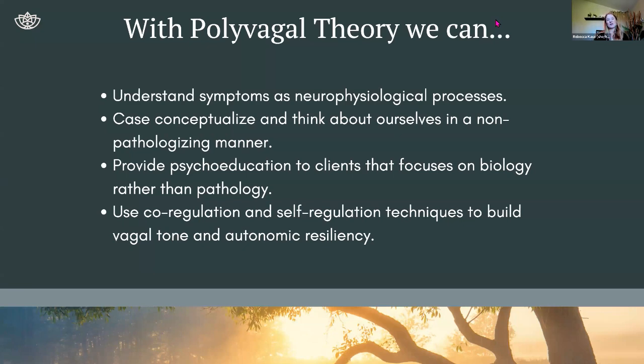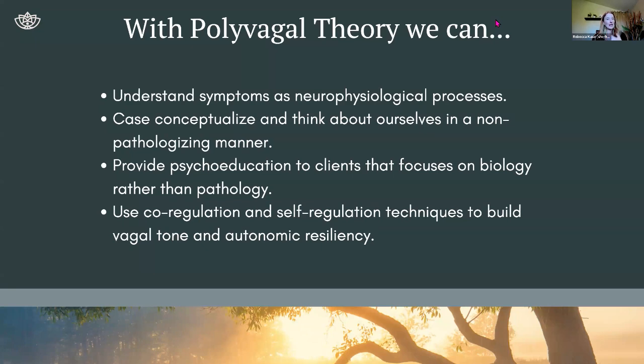Now, polyvagal theory also talks about the social engagement system, which I just don't have time to get into today, but the social engagement system is very, very important. It's our unique code of connection. Human beings are wired to connect. You are born to connect. That's how we survive. We have zero ability to survive or regulate ourselves on our own without a caregiver. And so we have this capacity of co-regulation. Co-regulation is our ability to regulate one another when we're in distressed states.